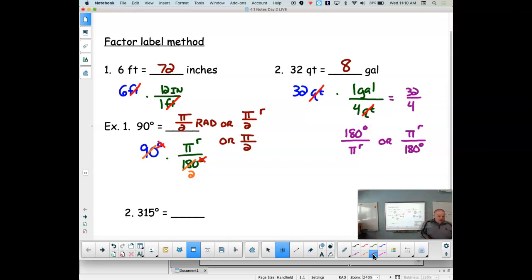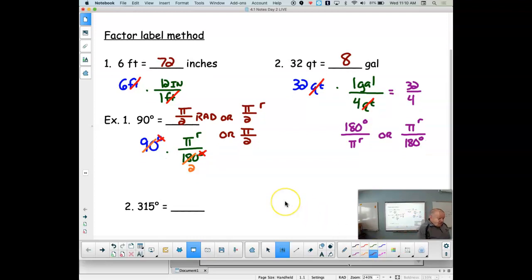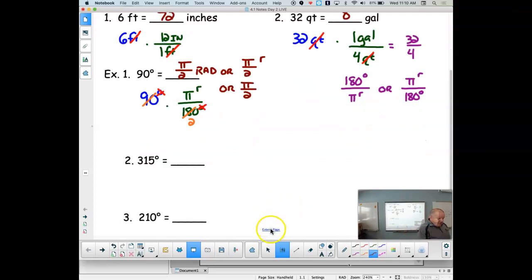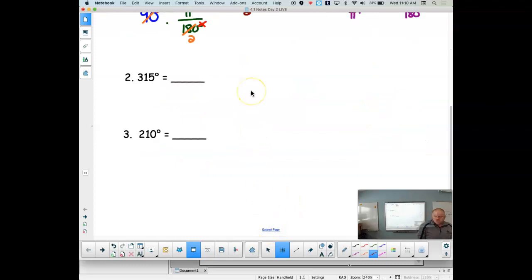Okay? So what I would like you to do now is individually convert those two degree measures into radians. Please do so now.